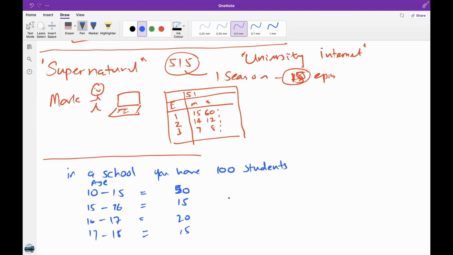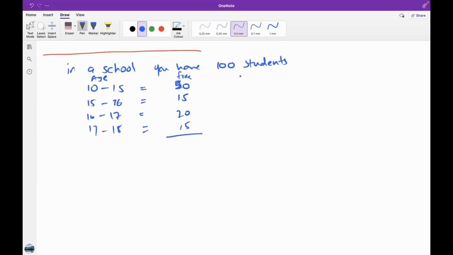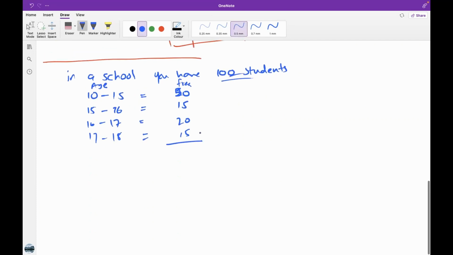Now this is what we call the frequency, the occurrence of a particular given category. So from 10 to 15 age, you can find 50 students, and from 15 to 16, you can find 15 students, and so on and so forth. So the sum of all these students should be equal to 100, because 100 is the total number of students in the school.